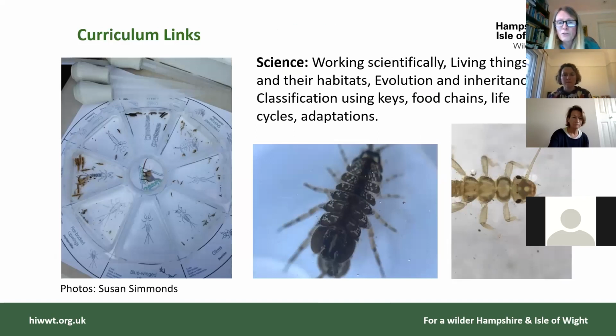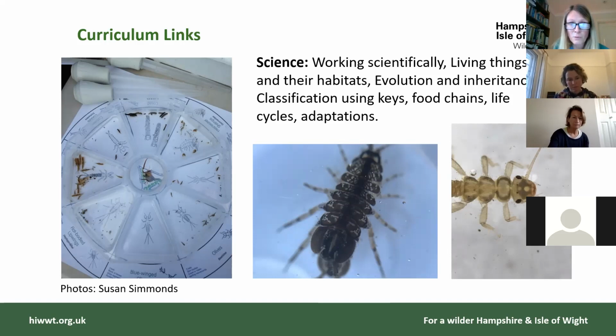So the links to the curriculum, you can see I've listed some of them here. You know, and we can be talking about all these things, food chains and life cycles and adaptations, like I've said. Now, I really like this sorting tray that somebody's developed on the picture on the left there. Now, they've created quite a complicated ID sheet to go underneath it, which actually sorts out the mayflies into different types of mayfly and goes into quite a lot of detail. But you could actually produce your own, which could be far simpler.